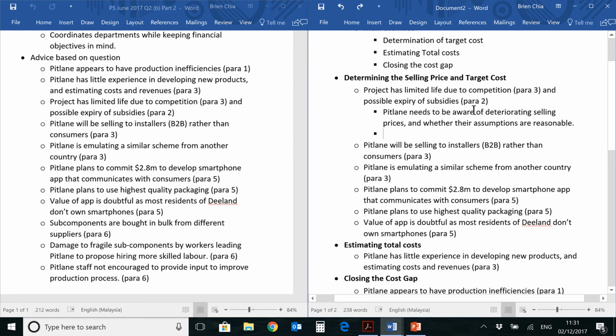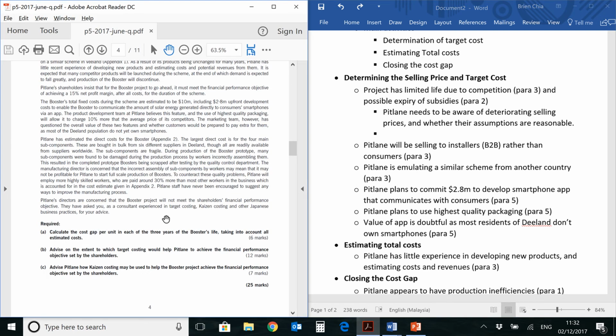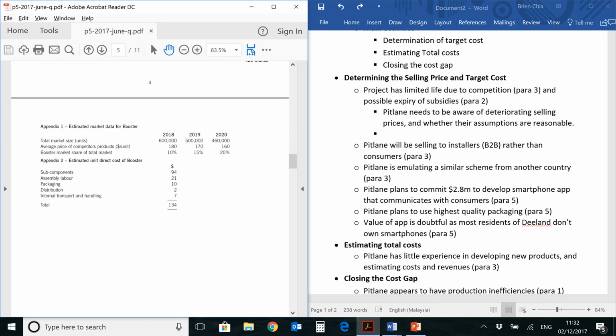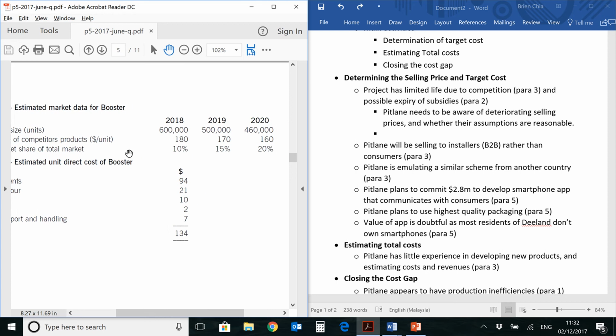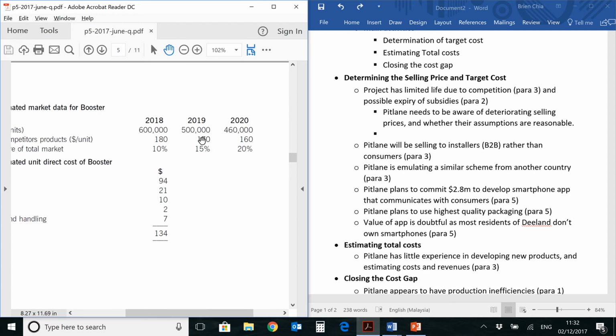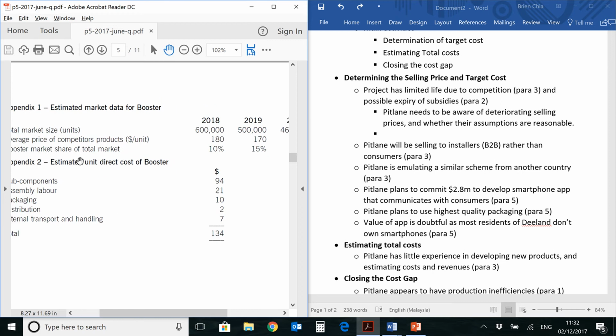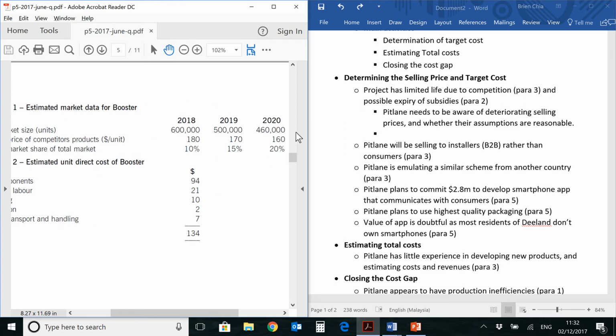So Pitlane needs to be aware of deteriorating selling prices and whether their assumptions are reasonable. They did make some assumptions in the question over here, where you have 180, 170, and 160, and you also have deteriorating demand, 600, 500, 460. So we need to evaluate whether these are reasonable. That's what we have stated.